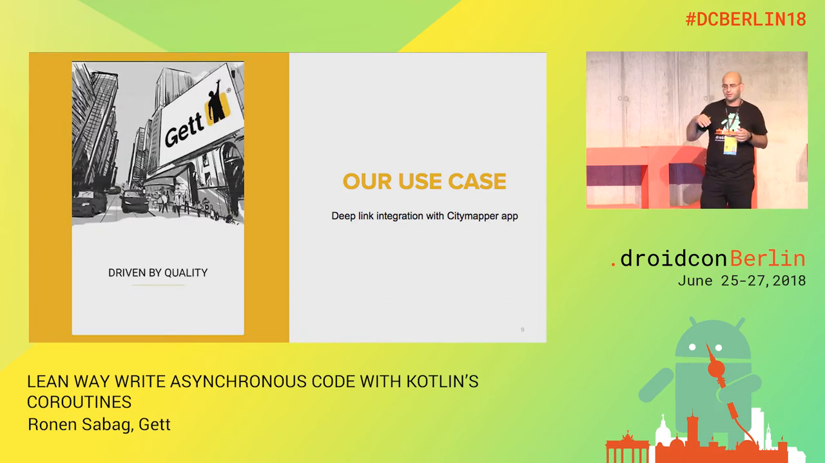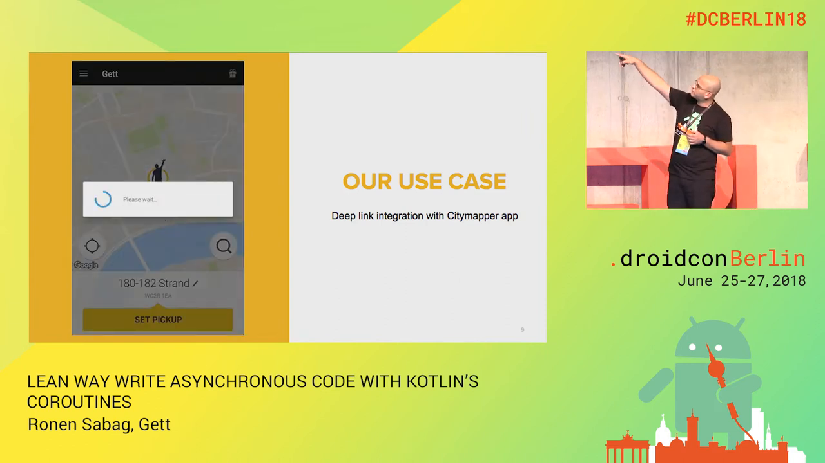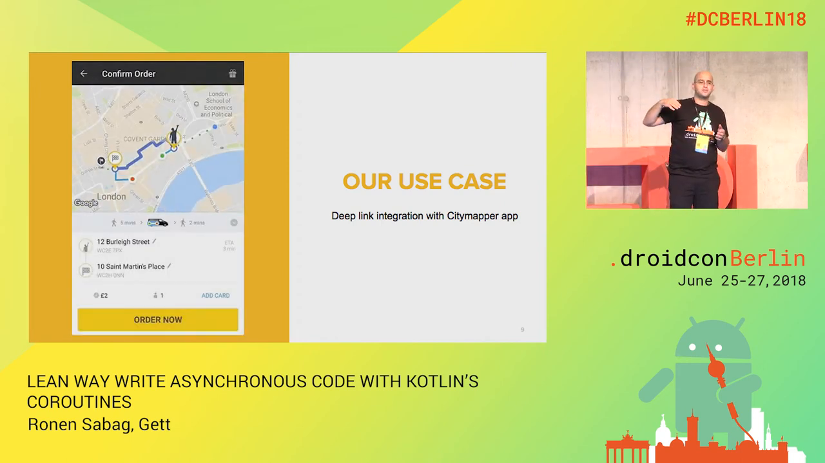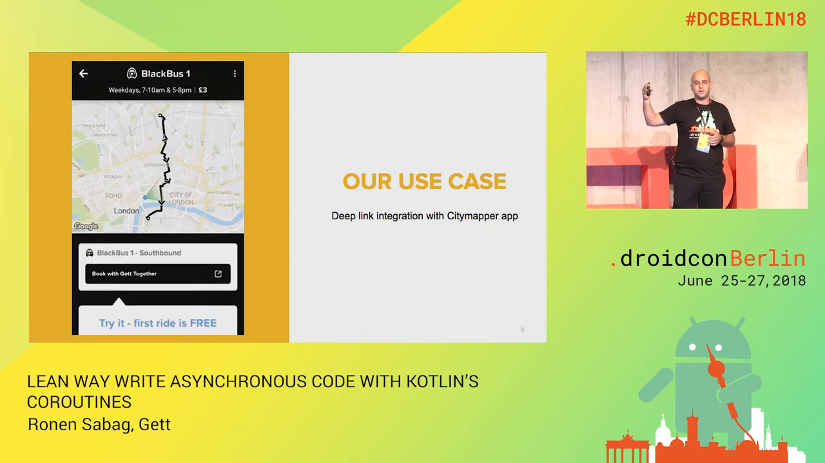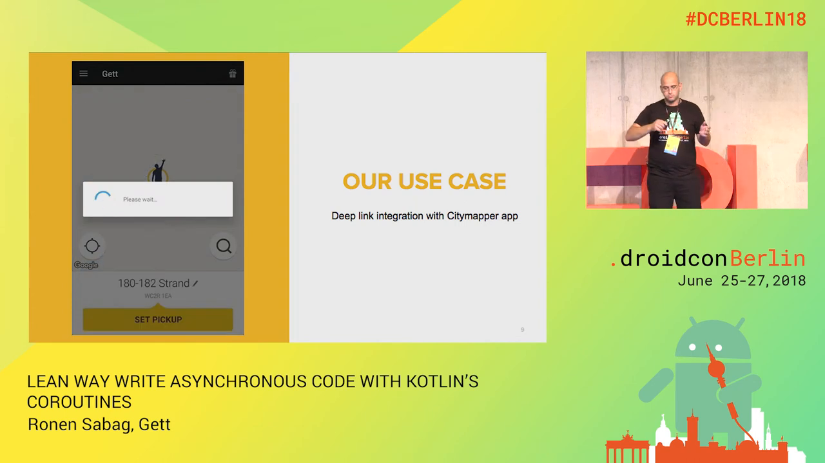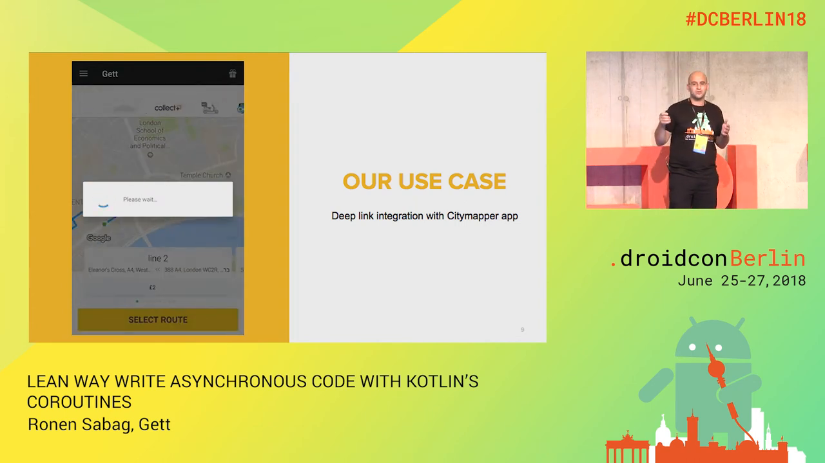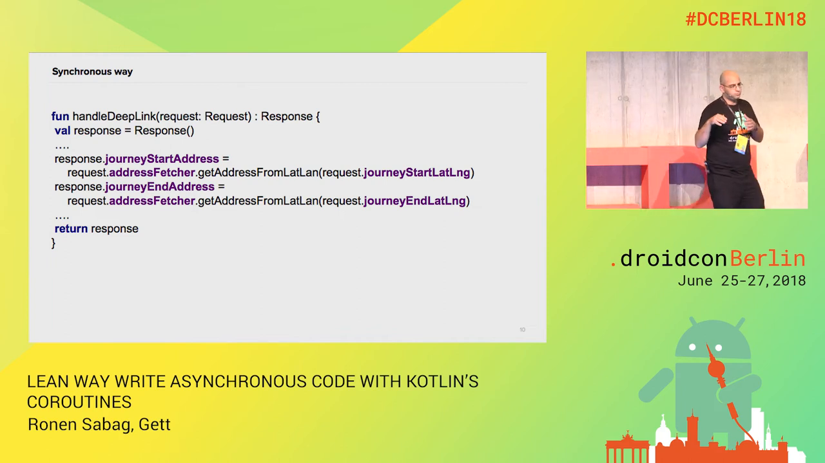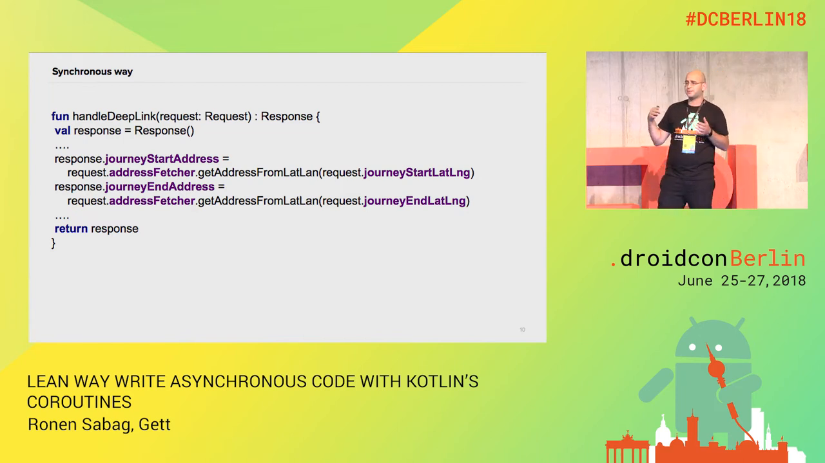In addition, there are the green dots there, which are the walking path, and we're going to convert the GPS coordinates to an actual address, like a string. And a lot of things that we want to do as fast as we can. So for now, we're going to deep dive just into the conversion of the GPS location, the lat and the long, to a string. In this case, we have a function called handle deep link.